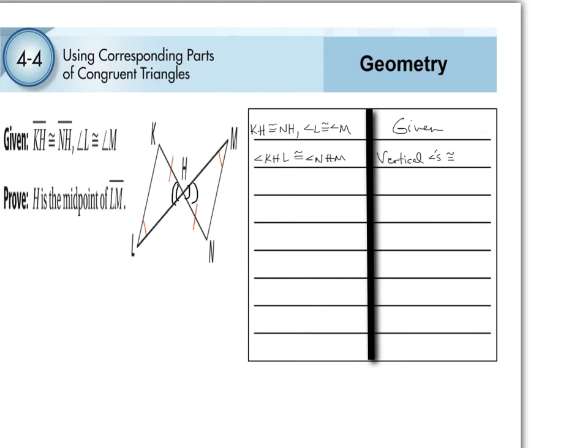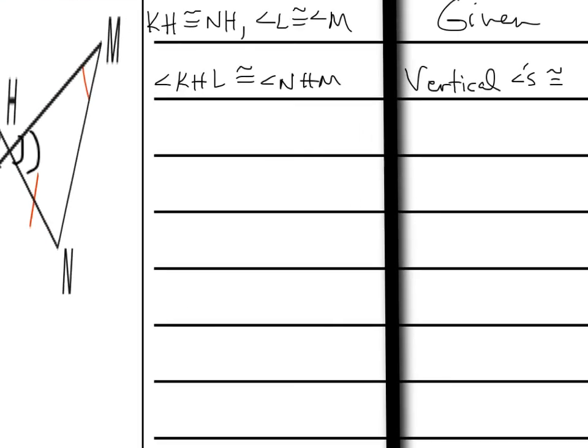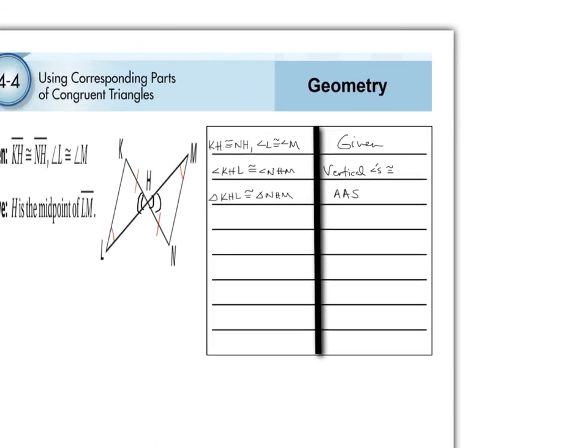And if you look at your triangles now, amazingly enough, you have enough to prove it because you've got angle, angle, side in both triangles. So now I can say that the 2 triangles are congruent to each other. So I'm going to say triangle KHL is congruent to triangle NHM, and this is by angle, angle, side.